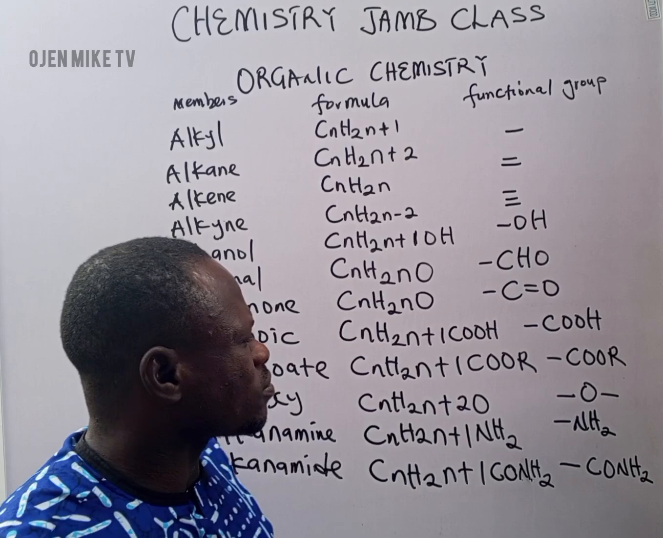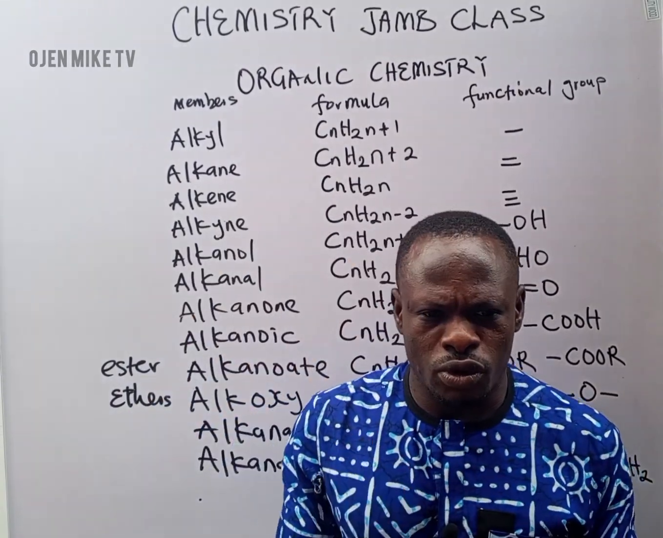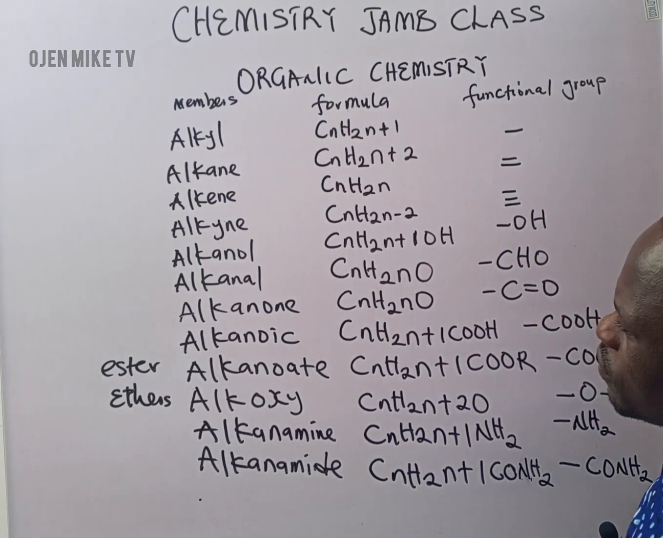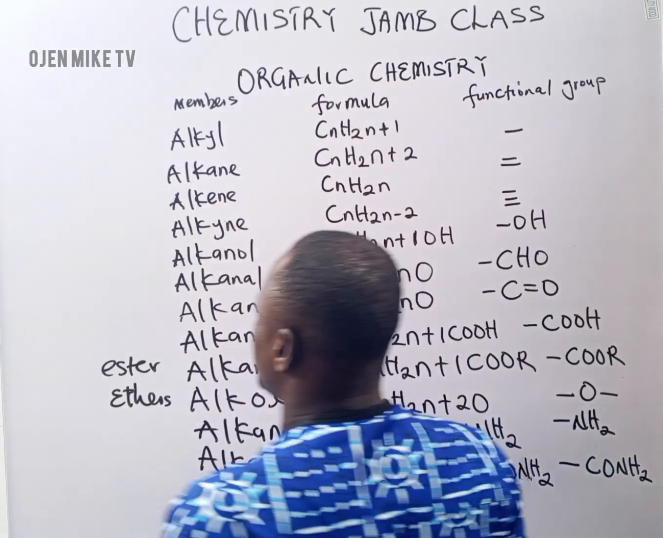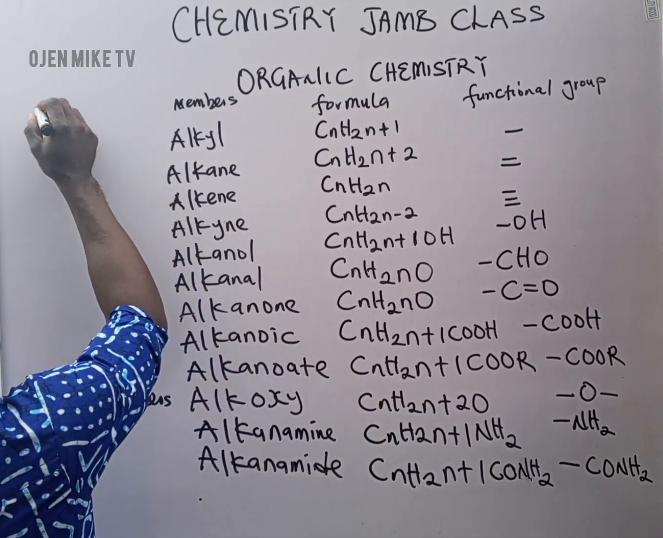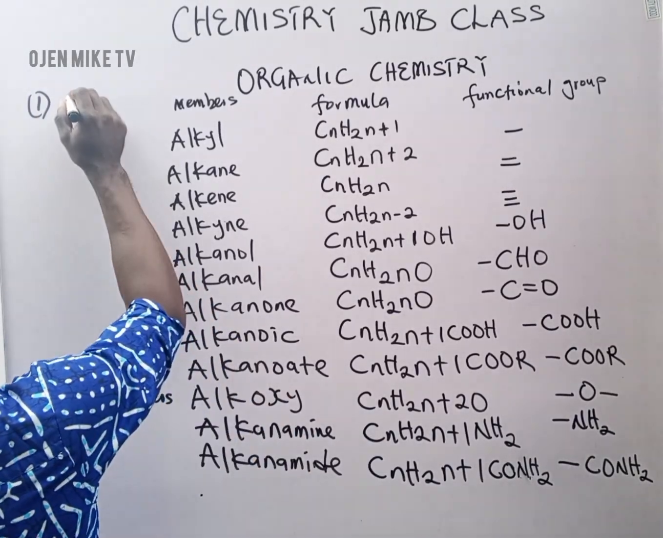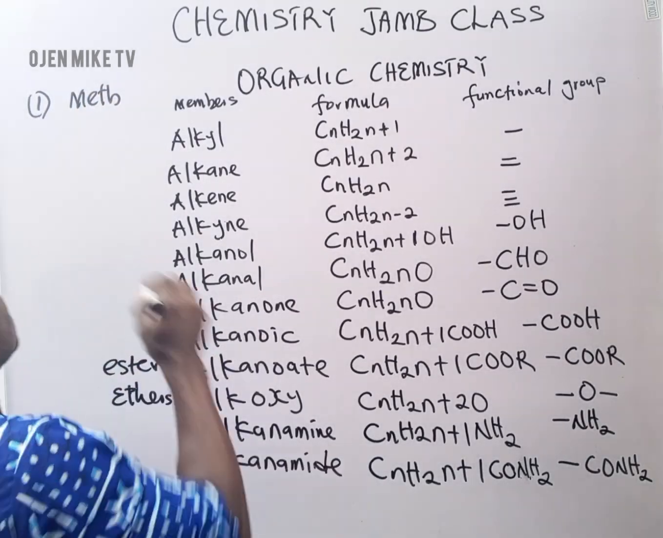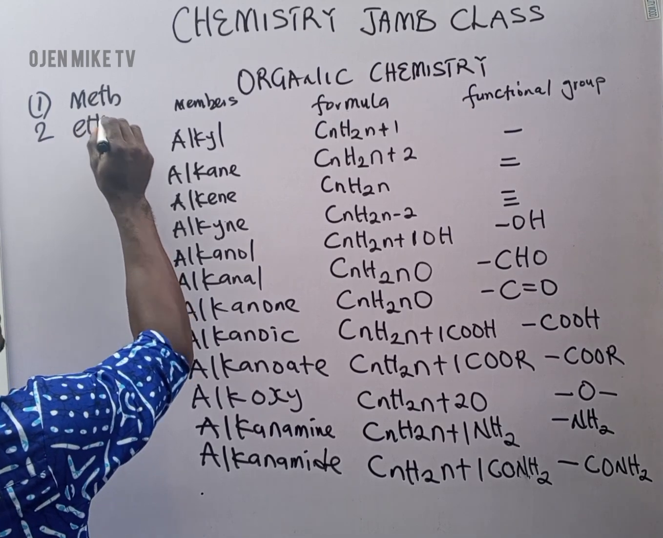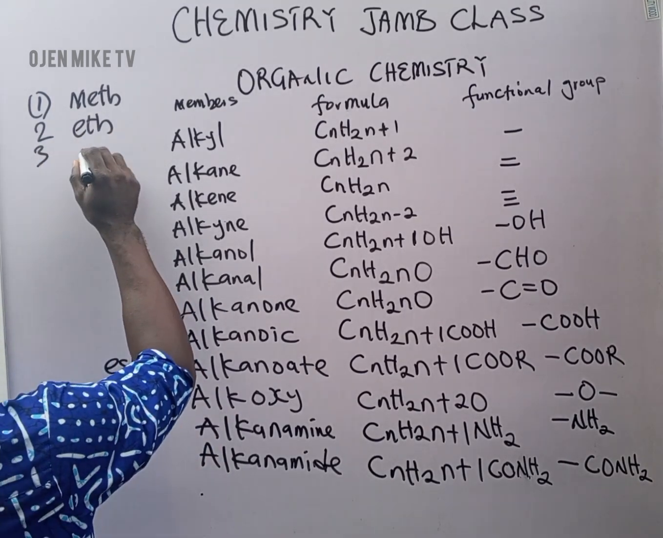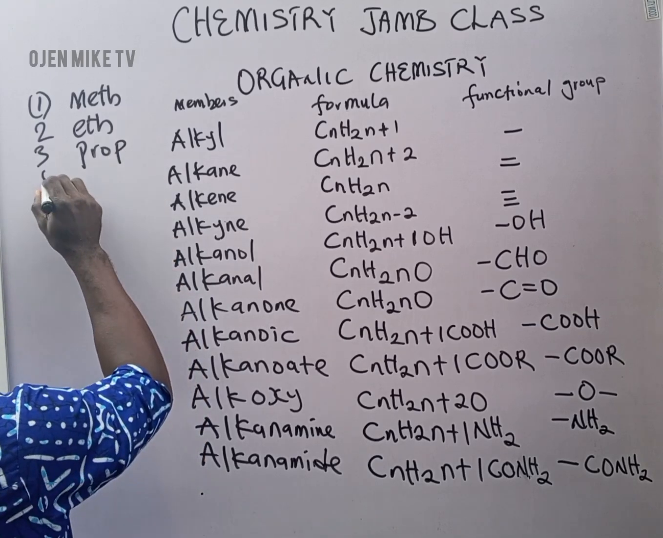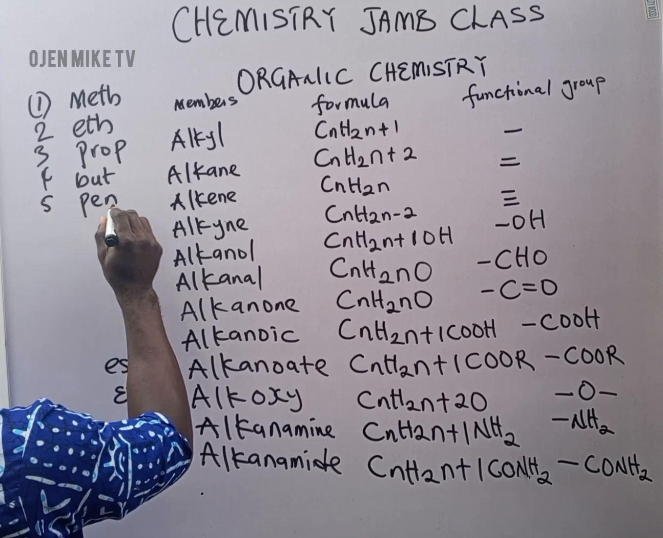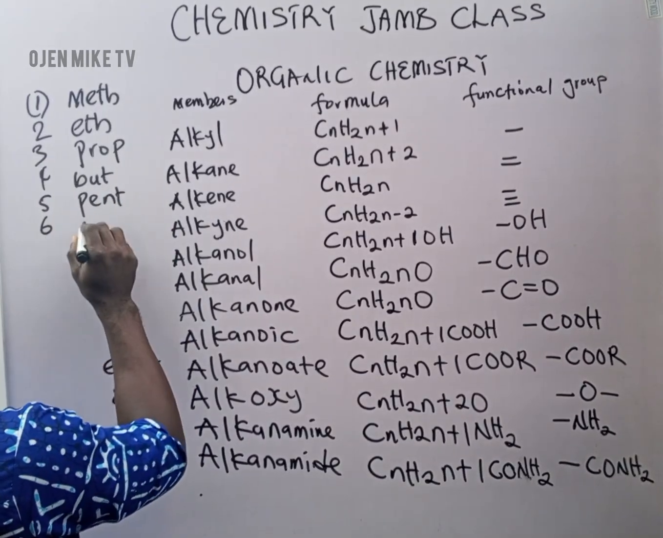Now let me take you back. Remember, each carbon atom count in a homologous series has a name. For instance, watch out. One carbon atom in an organic compound is called meth. Two carbon atoms is called eth. Three is called prop. Four is called but. Five is called pent. Six is called hex.